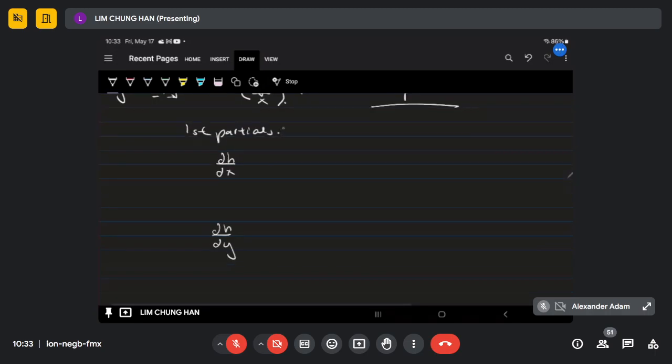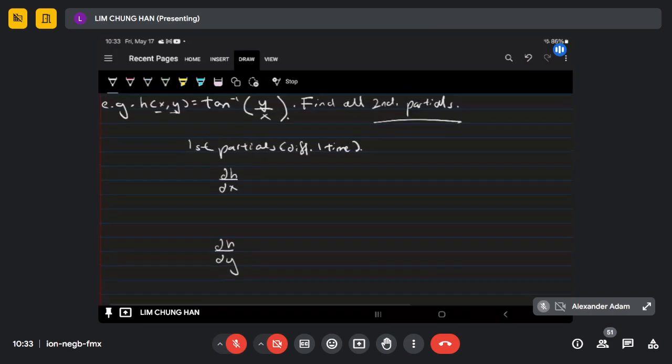First partial means you differentiate one time. We only have two variables here, x and y, so you can only differentiate against x once and against y another time. If you have three variables, x, y, z, then you're gonna have three of them. But in this case, our first partials, there's only two of them, dh dx and dh dy. Those are first partials, differentiate one time.